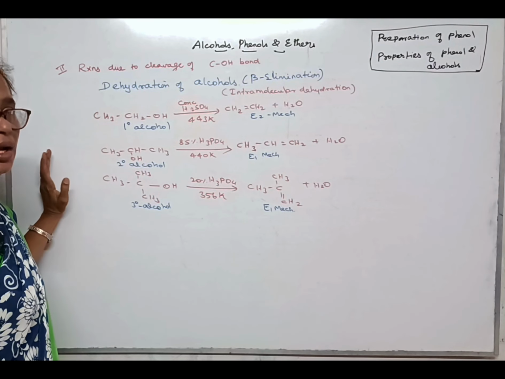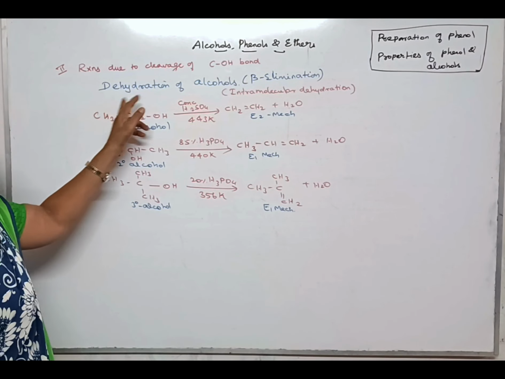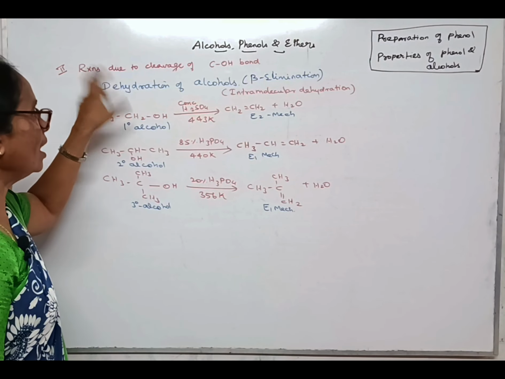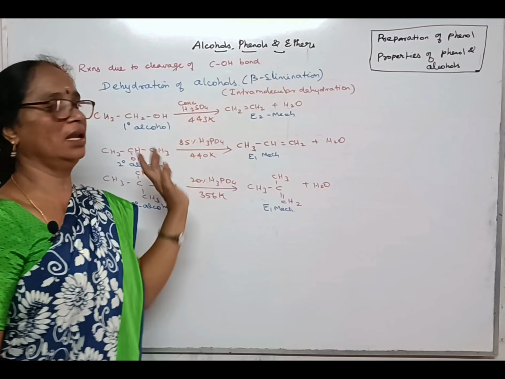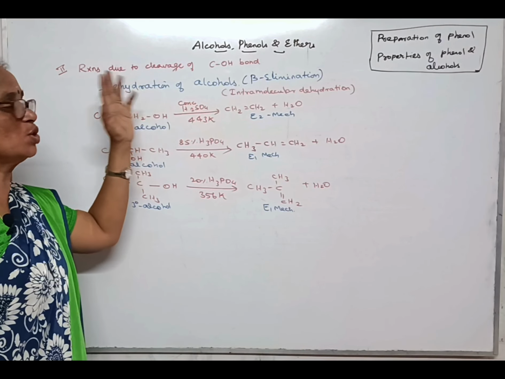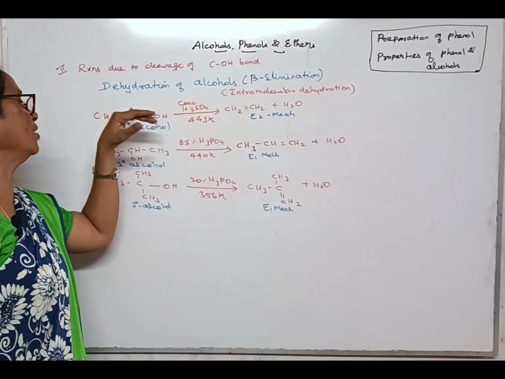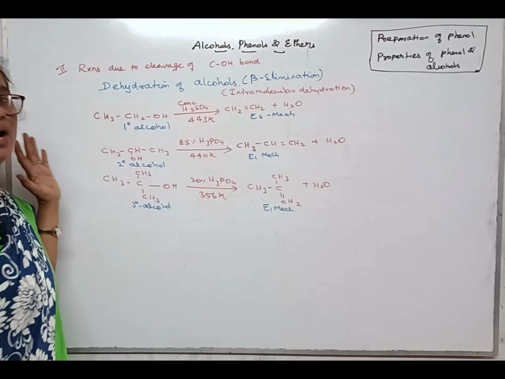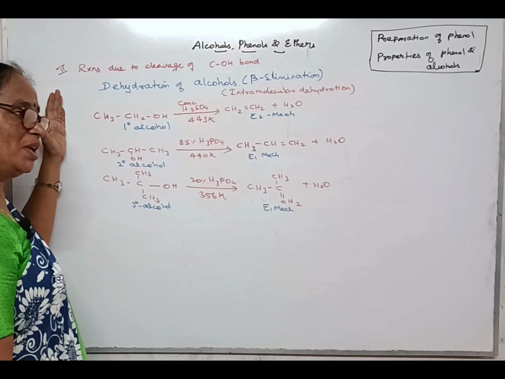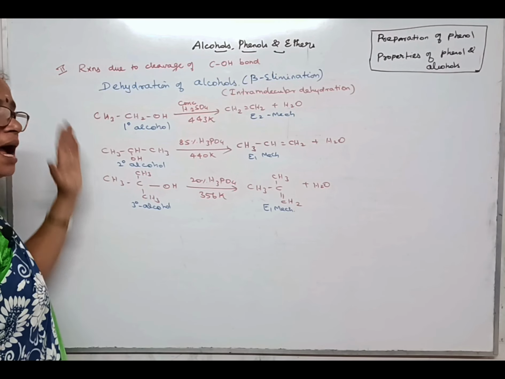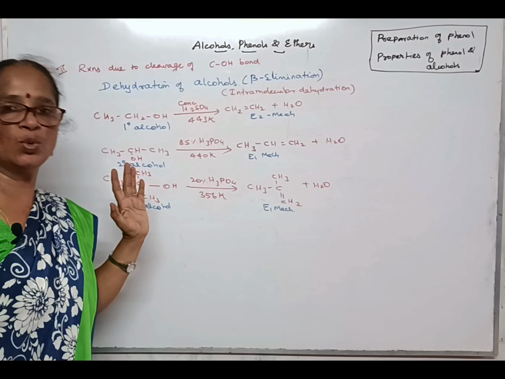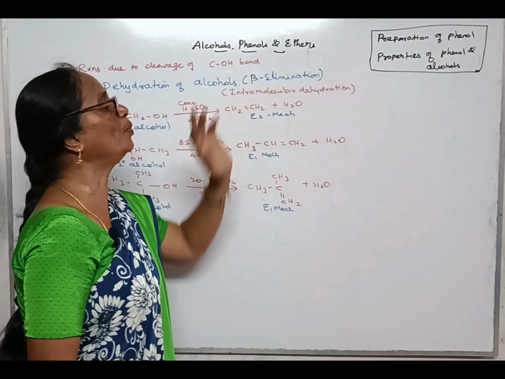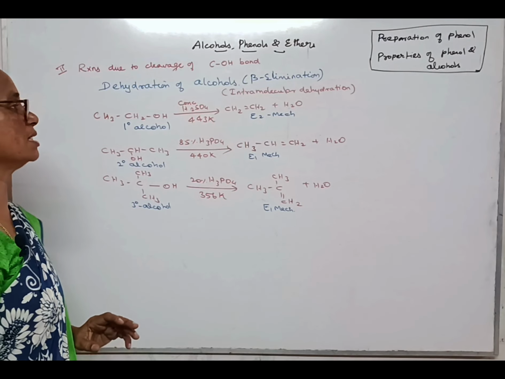Dehydration of alcohols. Dehydration is the removal of water, and this also follows beta elimination. The functional carbon having the OH group is the alpha carbon, and next to the alpha carbon we have the beta carbon. So the hydrogen from the beta carbon and the OH from the alpha carbon get eliminated. So this reaction can also be referred to as a beta elimination reaction.